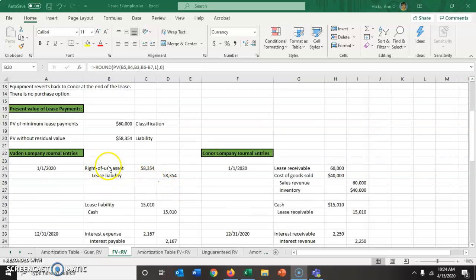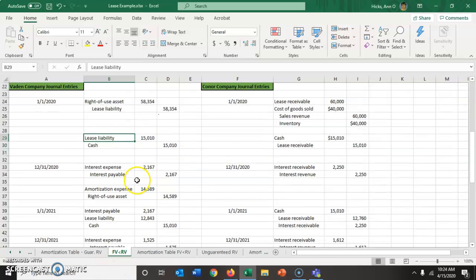For Vaden Company, we'll start off on January 1, the same way we always do, debiting right of use asset, crediting lease liability. The only difference really is the dollar amount at which we're recording it, because it includes the present value of that $3,000. Then we'll immediately record the first payment for the lease, which again, no interest, so the whole thing will reduce the lease liability. Then at the end of the year, we'll make our entry to record interest expense. Now, that dollar amount will be different than in the previous example.